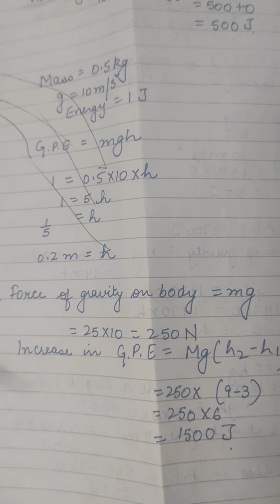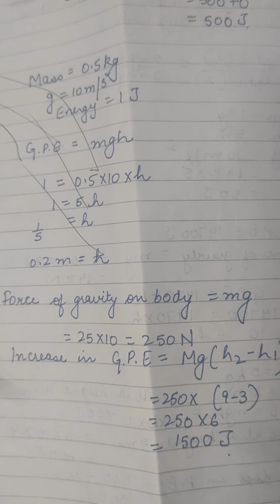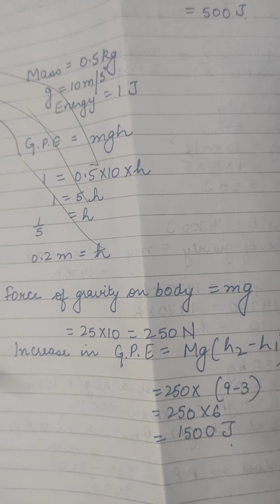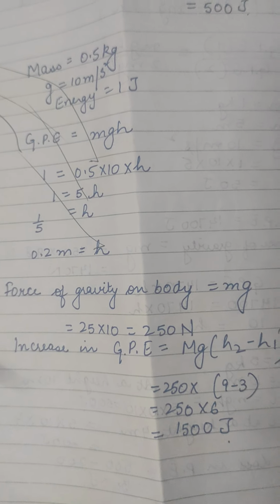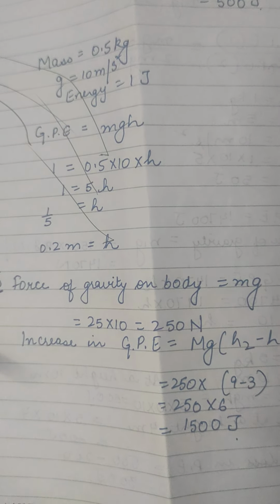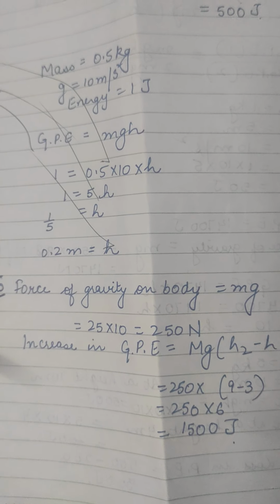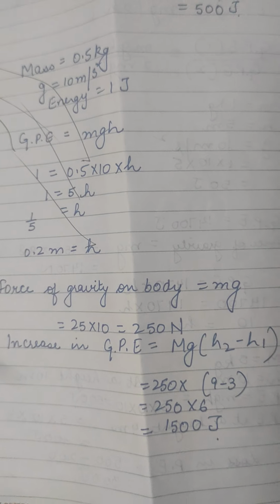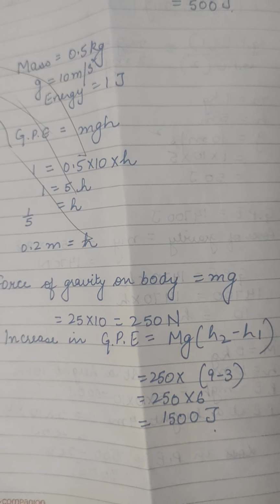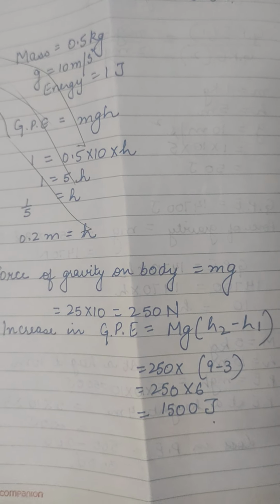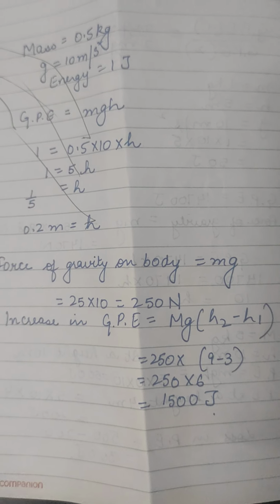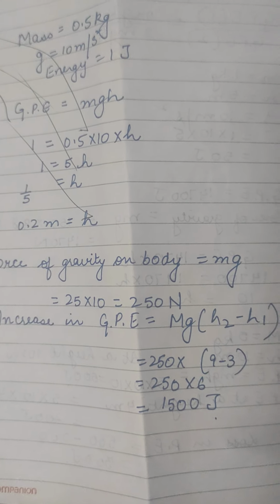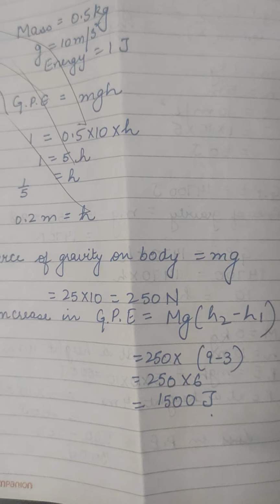Now the sixth numerical: a boy weighing 25 kgf climbs up from the first floor at a height of 3 meter above the ground to a third floor at a height of 9 meter above the ground. What will be the increase in gravitational potential energy? It's simple: mgh2 minus mgh1. Putting down the values, you will get the increase in GPE.